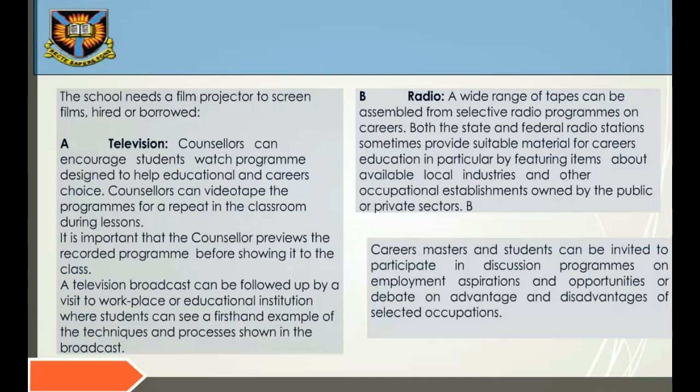B. Radio. A wide range of tapes can be assembled from selective radio programs on careers. Both the state and federal radio stations sometimes provide suitable materials for careers education, in particular by featuring items about available local industries and other occupational establishments owned by the public or private sectors. Careers masters and students can be invited to participate in discussion programs on employment aspirations and opportunities or debates on advantages and disadvantages of selected occupations.